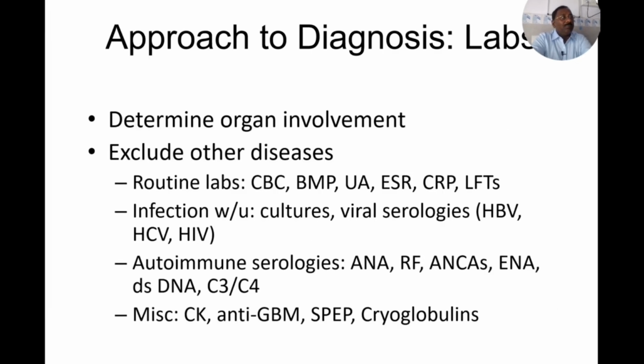So what about the lab? How will the lab help you in diagnosing these vasculitis cases? Determine the organ involvement, and accordingly you can advise. Suppose you are thinking of a pulmonary hemorrhage or pulmonary nodules, you can order a CT chest. If you are thinking about renal involvement, you definitely need a renal biopsy, ultrasound of the kidneys, or MRI of the kidneys. Exclude other diseases with routine labs like a complete blood picture.